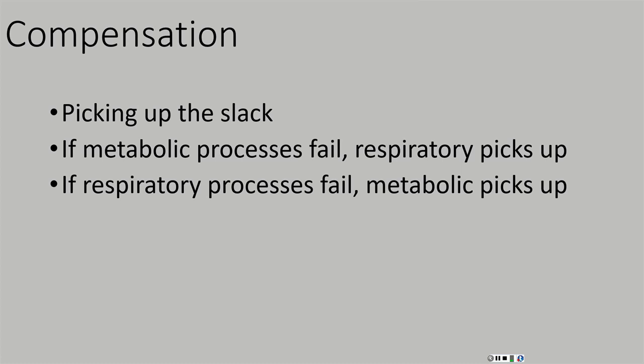For example, if metabolic processes fail, if you go into metabolic acidosis or alkalosis, then your lungs, your respiratory system, can pick up the slack and try to bring your pH back to normal. Or if your respiratory processes fail and your CO2 gets too high or too low, metabolic processes, specifically your kidneys, can pick up the slack and help bring your pH back to normal if breathing was the problem. And we'll see that in action here in just a little bit.